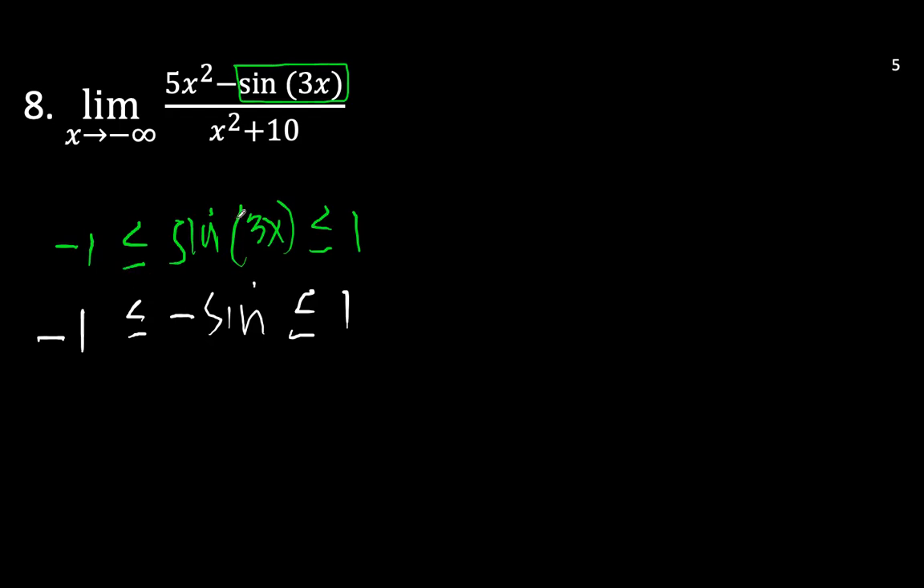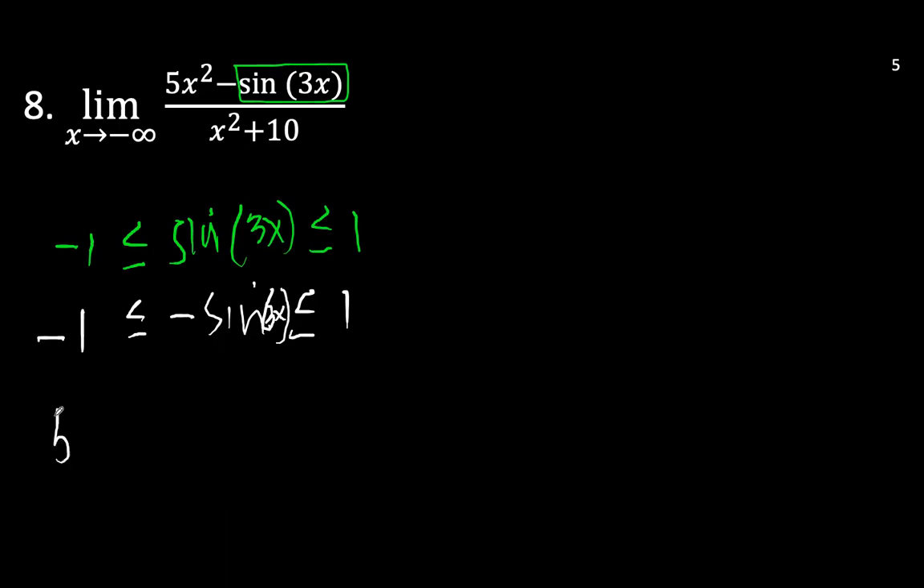But I can rearrange it in this manner, such that the negative one is on the left and the positive one is on the right side of the negative sign. And sine of 3x. Here we go. So we have already found negative sine 3x. So we need 5x squared.